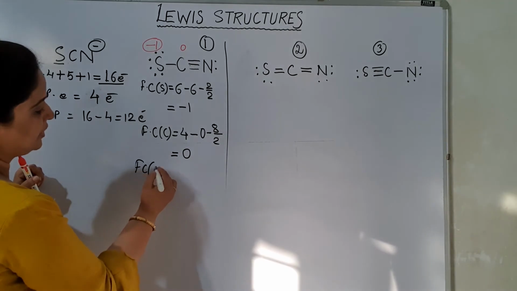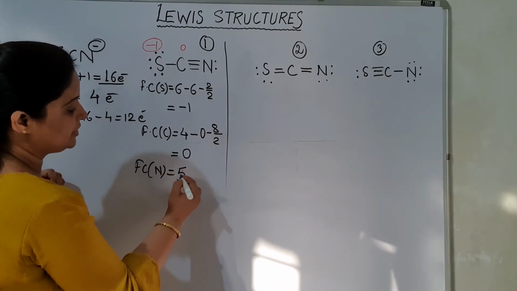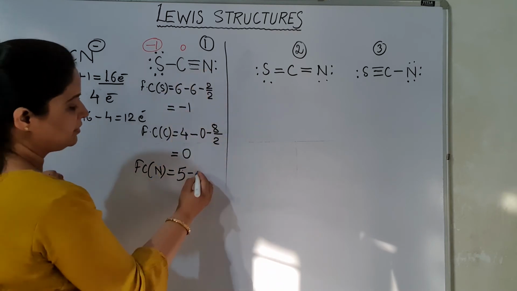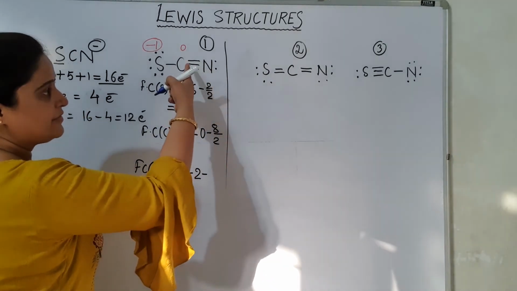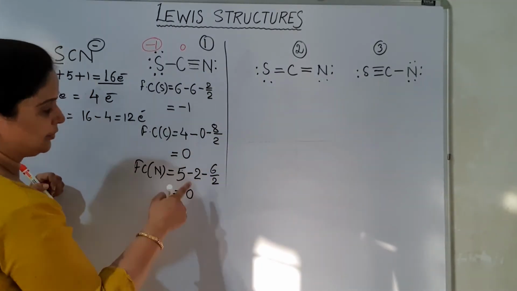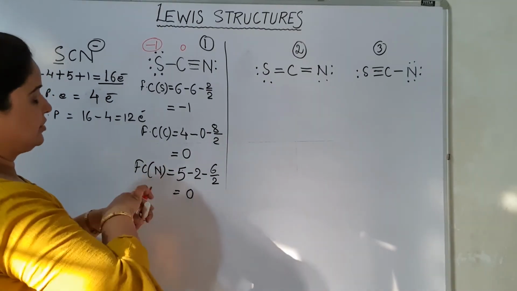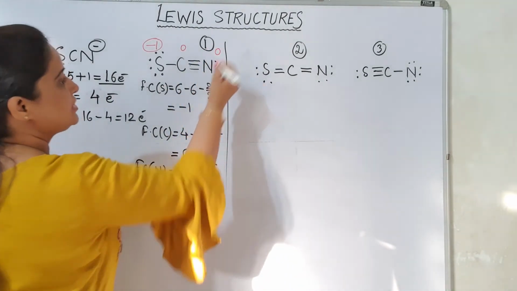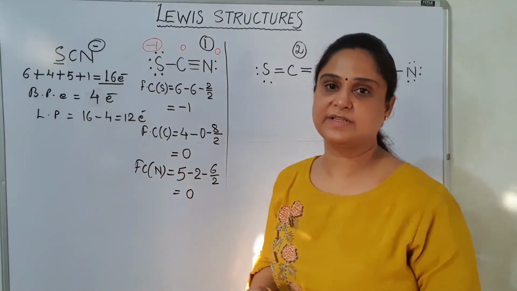Formal charge on nitrogen: what is the number of valence shell electrons in the nitrogen? 5. What is the lone pair electron? 2. What is the bond pair? 1, 2, 3, 4, 5, 6. 6 divided by 2, so it becomes 3. 5 minus 2 minus 3, so this is 0. So you can see here the formal charge on the carbon, sulfur and nitrogen in this particular structure. Okay?